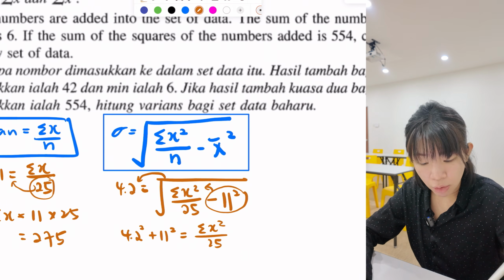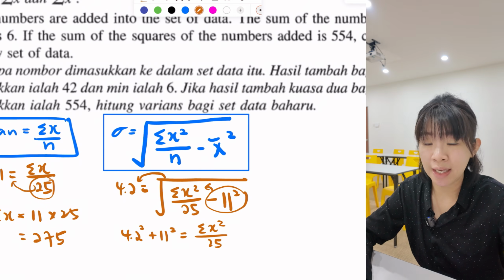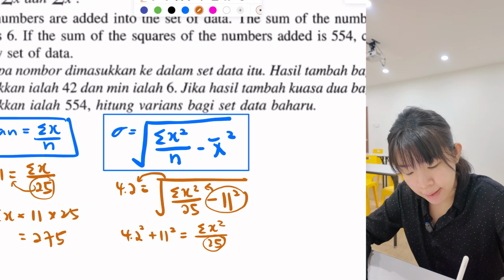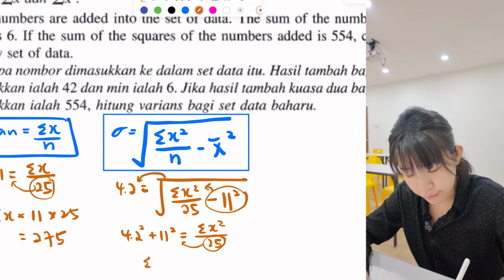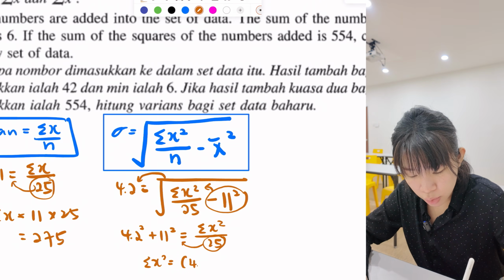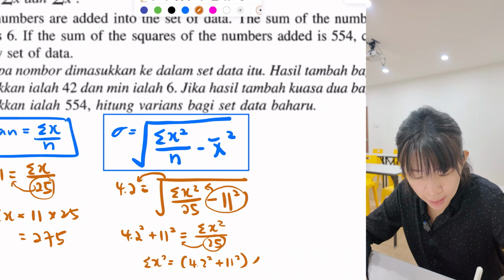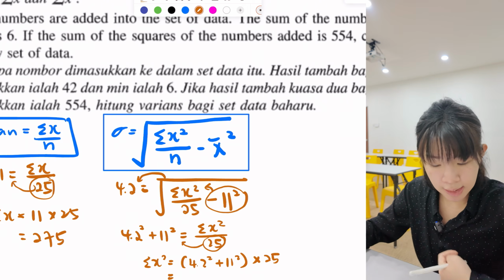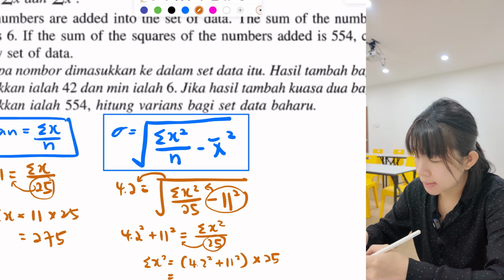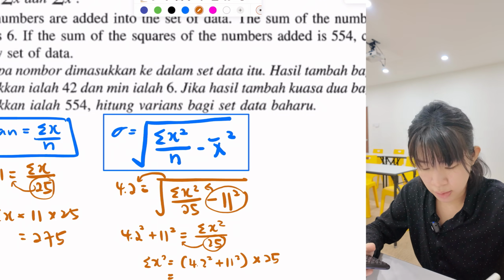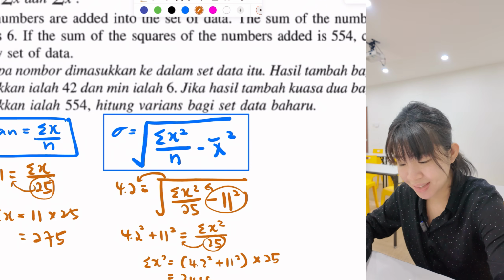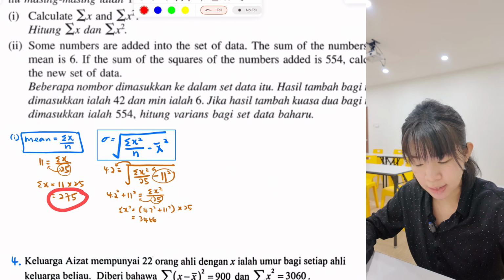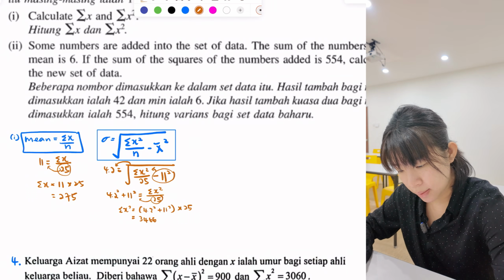Okay, my suggestion is you move everything first, then you key in one shot in your calculator to get the final answer. Okay, after this, what is the next thing to move? Okay, we left 25. So 25 divide, bring over, become times. Okay, so to find sum of x squared, 4.2 square plus 11 square times with 25. Make sure you put bracket. Okay, so now you can key in your calculator. So 4.2 square plus 11 square, then times 25. So it is 3,466. So we've done part 1. Okay, we got sum of x, we got sum of x squared. Okay, now let's look at part 2.